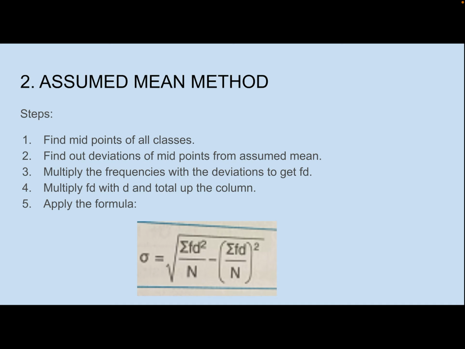See, students, if you relate this formula with the formula of assumed mean for individual series, you will find that there is only a difference of frequencies. Here, since frequencies are given to you in the question, you need to multiply frequencies with the deviations and substitute it into the formula.